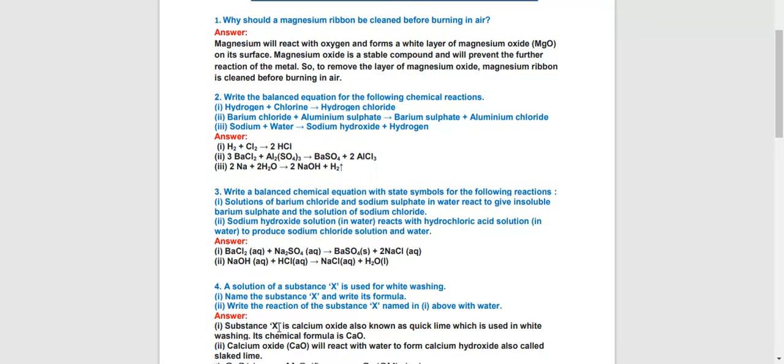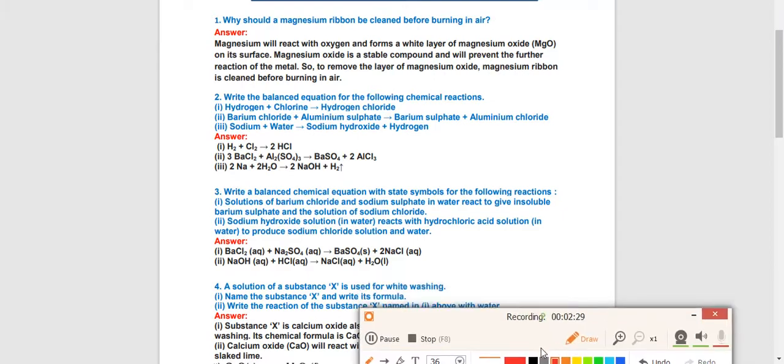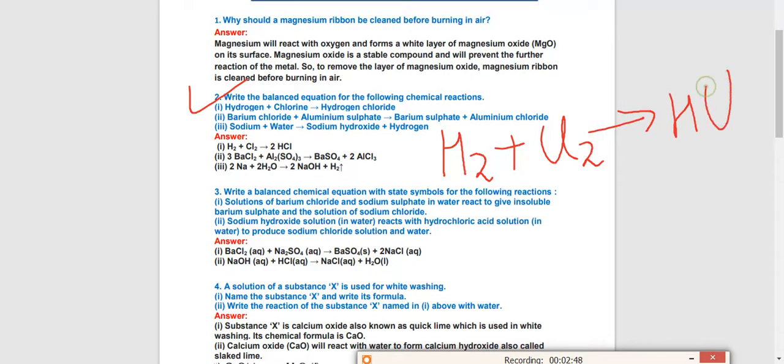Now let's have the next question, that is question number 2. In that we have to write the balanced equation for the chemical reaction. Word equations are given. With the help of these word equations, we have to write a balanced chemical equation. So the first question is, hydrogen combines with chlorine to form hydrogen chloride. So how do we write hydrogen? You have to write H2, and chlorine we will write in the form of Cl2. Both of them will combine to give you hydrogen chloride, that is HCl.